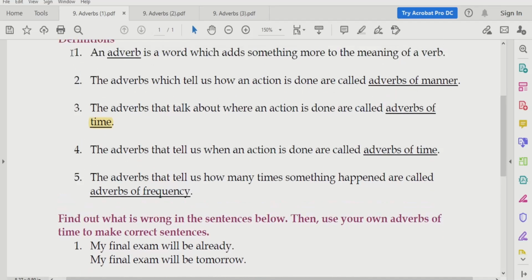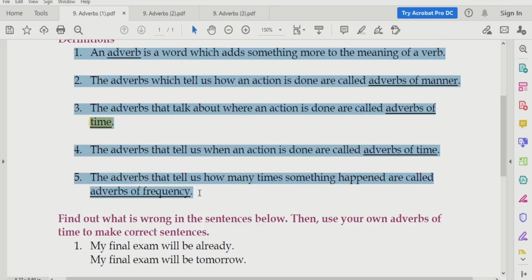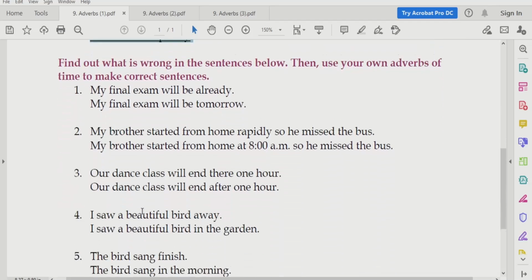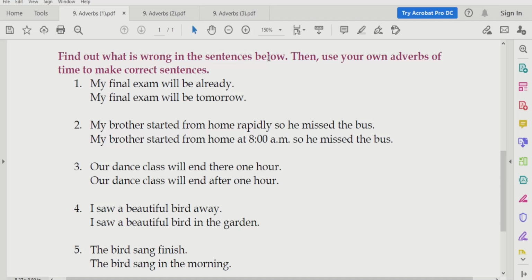Now to understand number 1 to 5, you have to go to the exercises so you will understand it in a better way. Find out what is wrong in the sentences below, then use your own adverbs of time. Students, please note it is asking you to use adverbs of time. You can use various examples over here, you can use various types of adverbs, but you have to use only adverb of time. The first one, my final exam will be already.